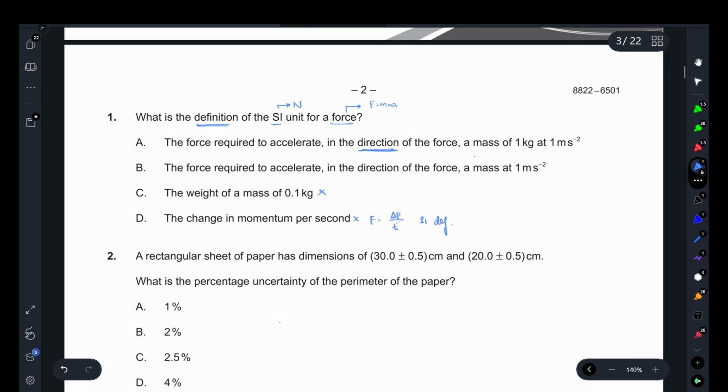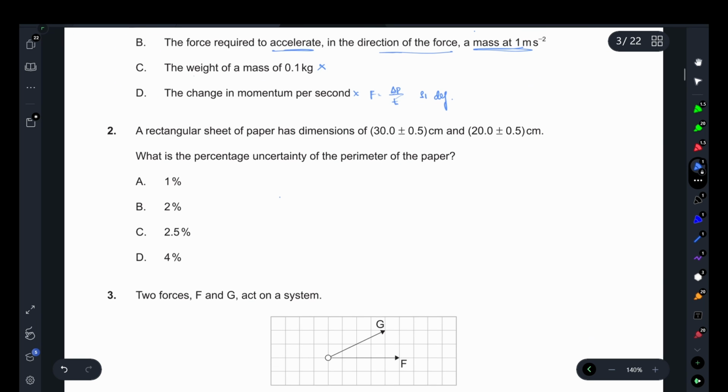And when we look at these two, we see the force required to accelerate in the direction of the force, a mass at 1 meter per second. But this one specifies at 1 kilogram. And since we're looking at the exact definition of the SI unit, option A is the correct answer. Moving on to question number 2.